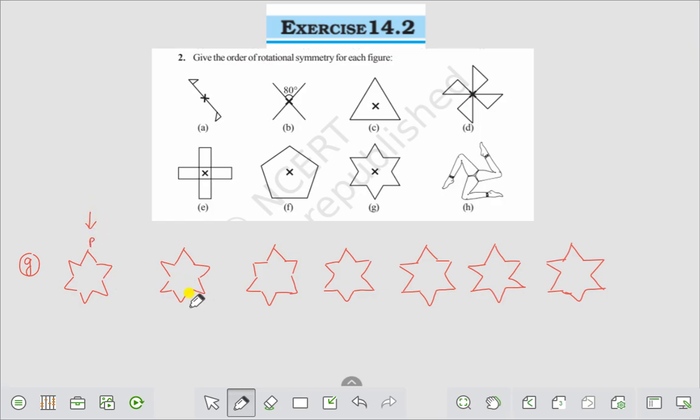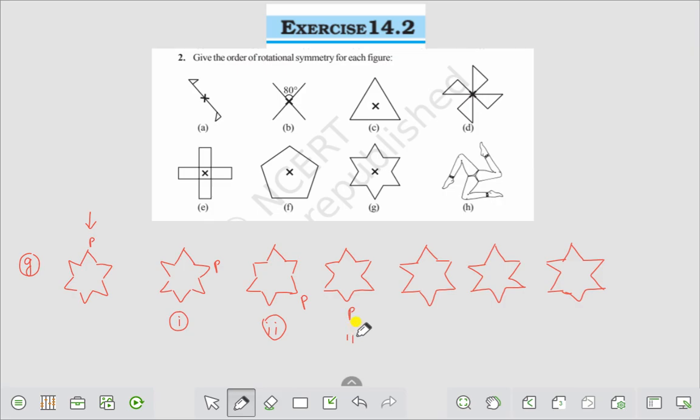Let's see this figure, right? This is point P, right? This is point P. Now, if we turn this one, this point P will come here. This is position 1. It looks like the same as the original star. If we again turn, this P will come here, right? This is the second position. It looks like the same as the original star, right?